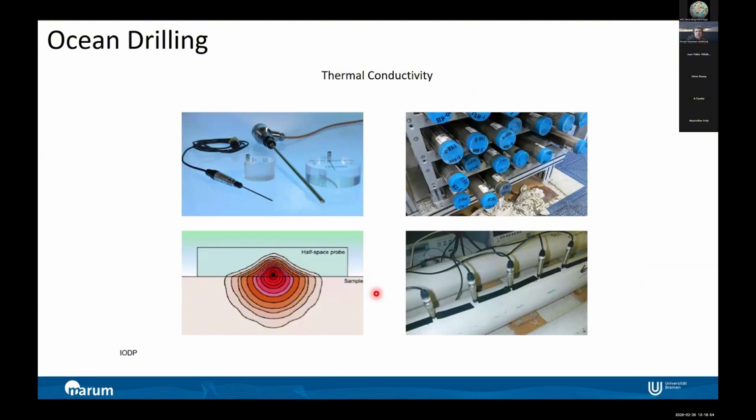So for the drilling, it's the same or similar to continental estimates. Then you have to go back to the lab, or have the course on the ship's resolution, and then you make some needle probe sediment conductivity measurements.